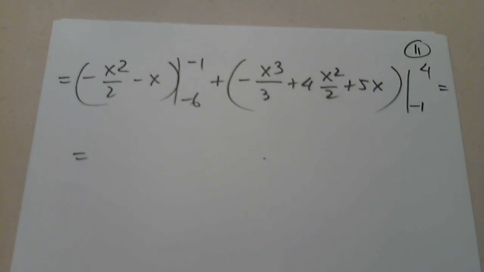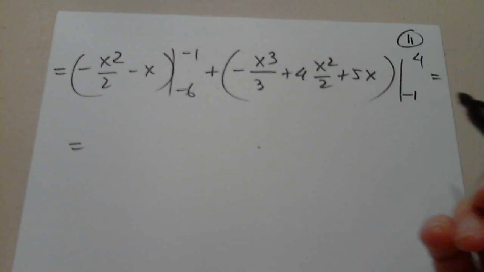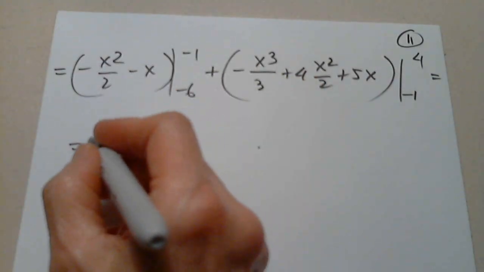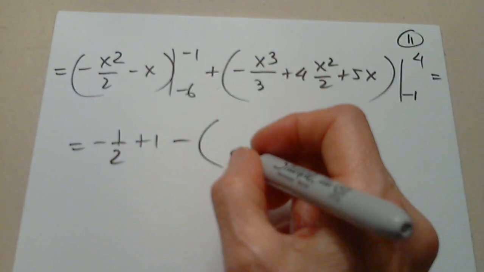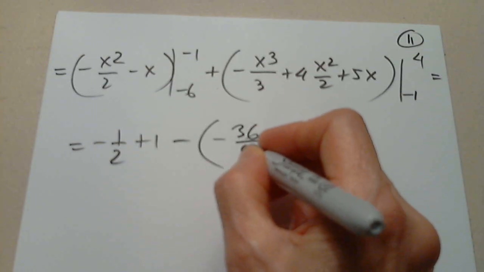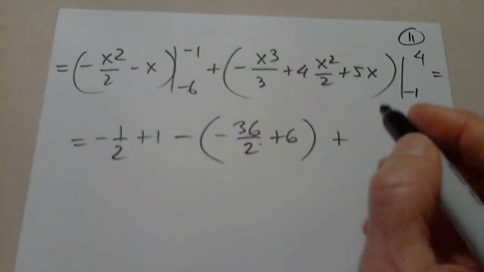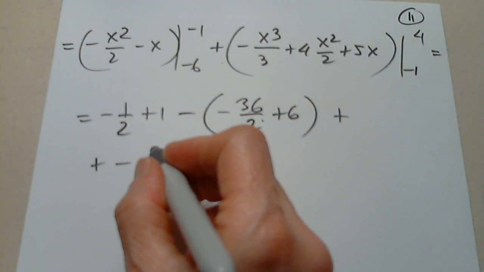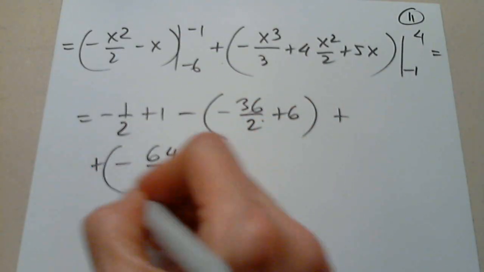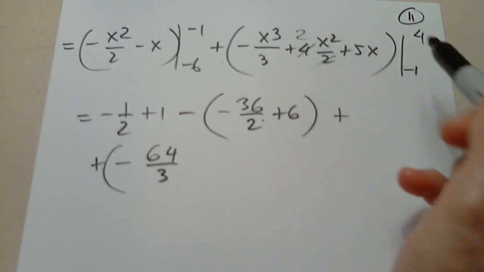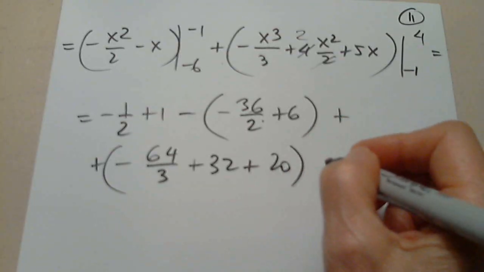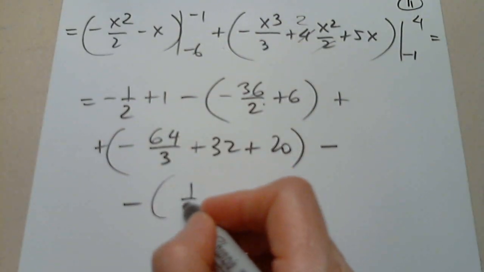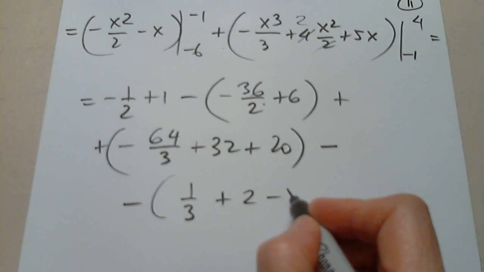So I'm going to plug in those numbers and we can determine them with the calculator because it will take me 5 minutes to calculate all the arithmetic. So when I plug in negative 1, I have negative 1/2, and this is plus 1. Minus, when I plug in negative 6, negative 36 over 2 plus 6. And now plus, I plug in 4, negative 64 over 3, plus 16, plus 32, plus 20. Minus, when I plug in negative 1, 1/3 plus 2 minus 5.